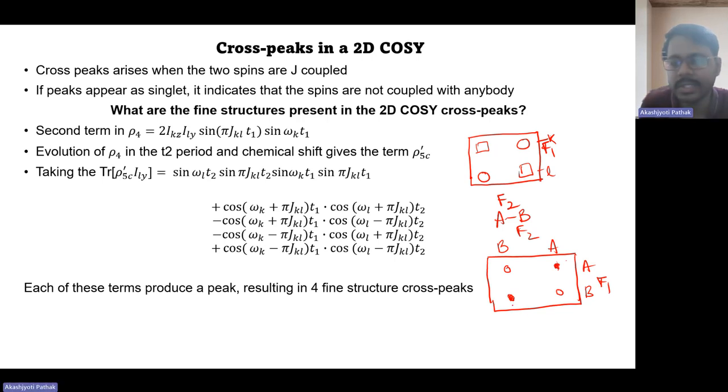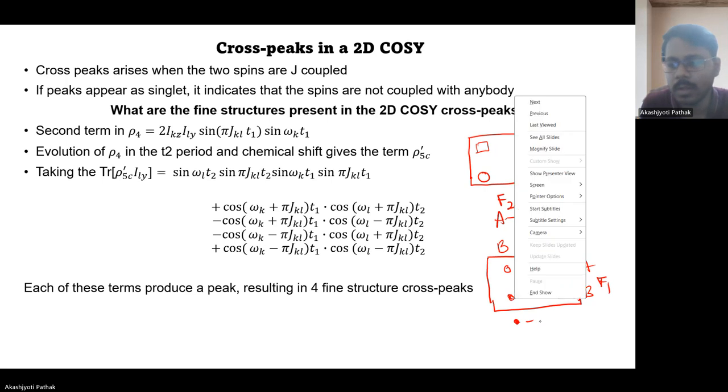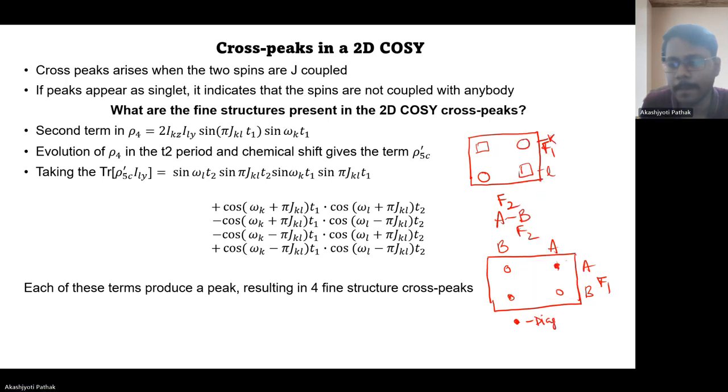these shaded regions are the diagonal peaks. They represent autocorrelation. And we will observe these cross peaks only if the two spins are coupled. These are called the cross peaks.